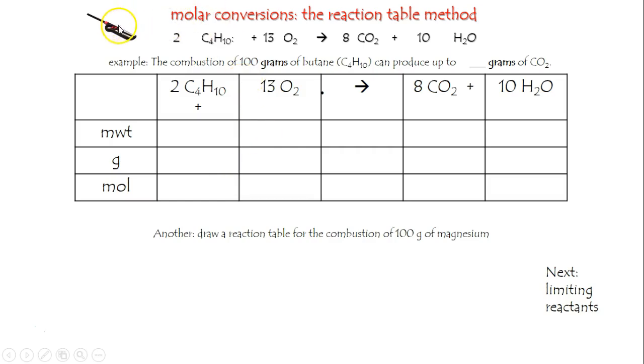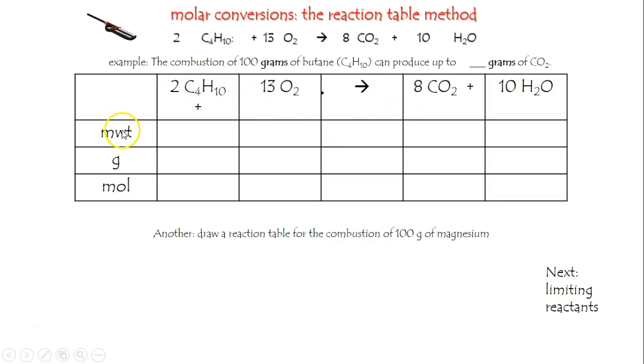In this first example, we're burning some butane, meaning that it combines with oxygen to make carbon dioxide and water in the ratios shown here. This is a balanced chemical equation. And if you wanted to know, for example, the combustion of 100 grams of butane can produce up to how many grams of carbon dioxide? Well, you could do a three-step gram-to-gram conversion, or you could write out a reaction table that will tell you a lot. Start with the balanced chemical equation.